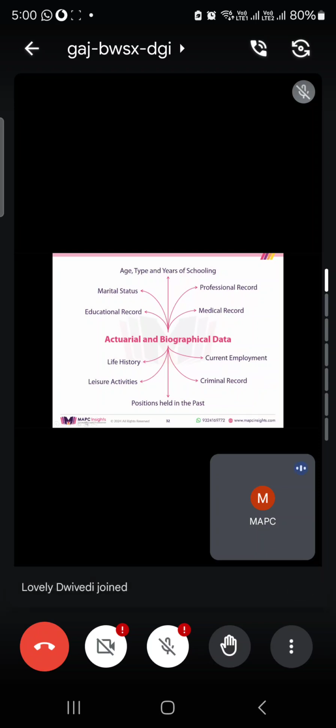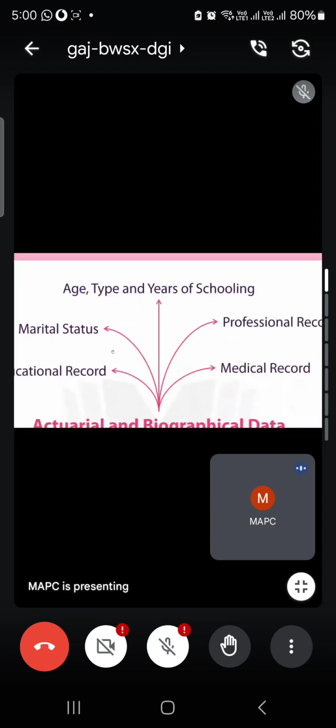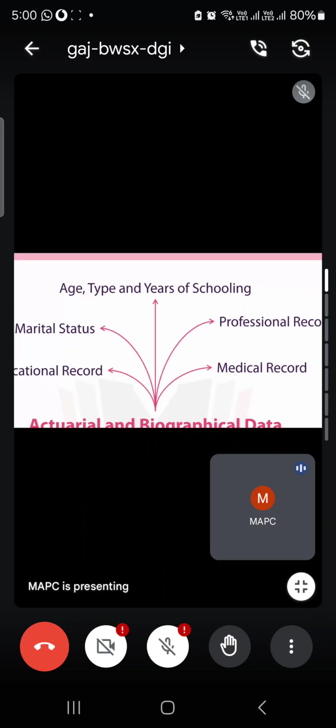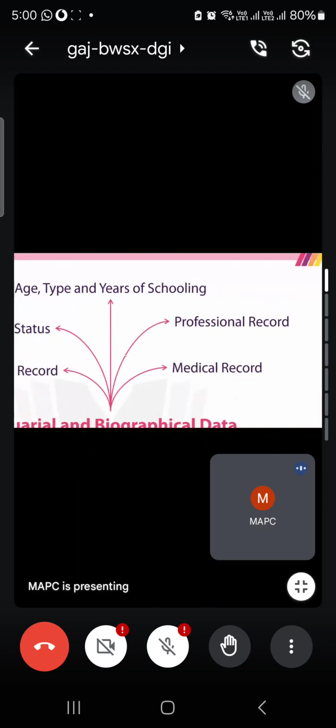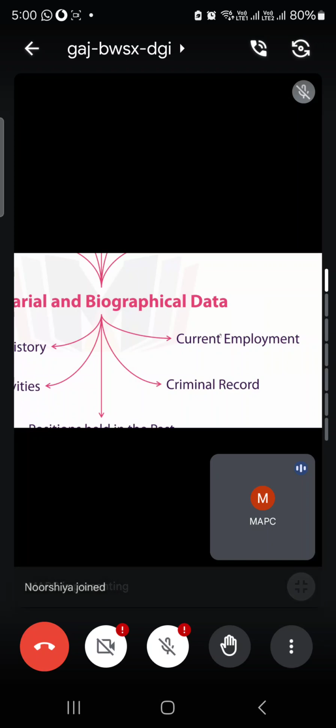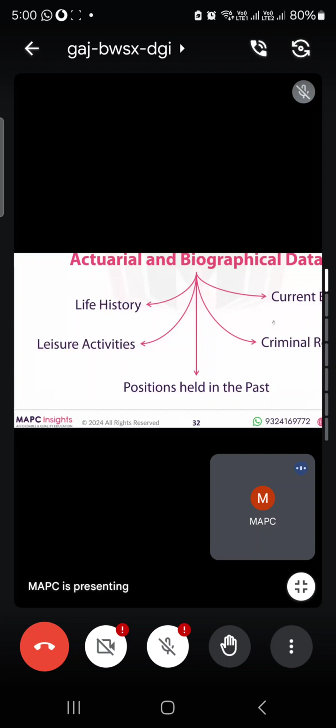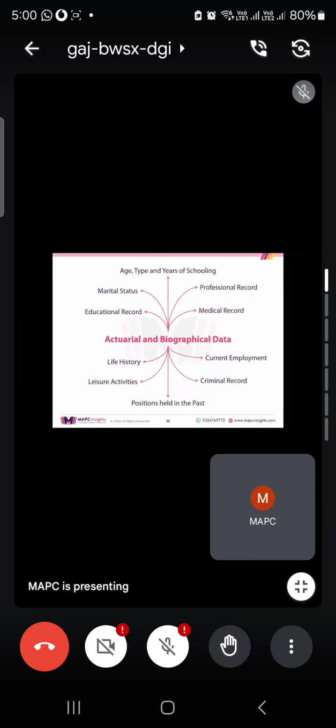Actuarial and biographical data. In this we try to collect the education record, marital status, age, type and year of schooling of the person, professional records, their job profile, medical records, current employment, criminal record if there is one, positions held in the past, life history, and leisure activity. So these are the actuarial and biographical data.